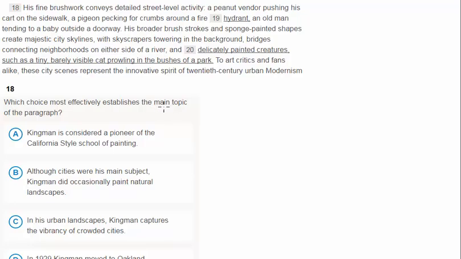And here we need to effectively establish a main topic. This is called a topic sentence. We want an introductory sentence. Sometimes it's called a focus sentence. And remember, this is the evidence-based reading. You need a sentence that accurately introduces the evidence that's given. You want a smooth transition. So before we look at the choices, let's read through this paragraph and try to predict it.